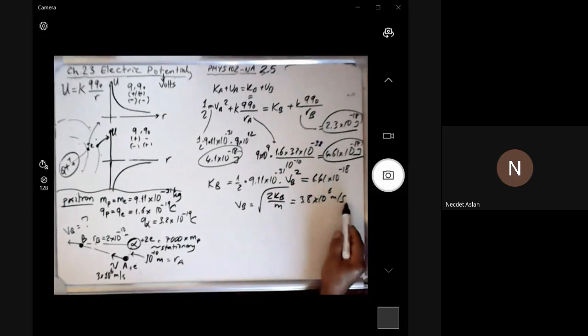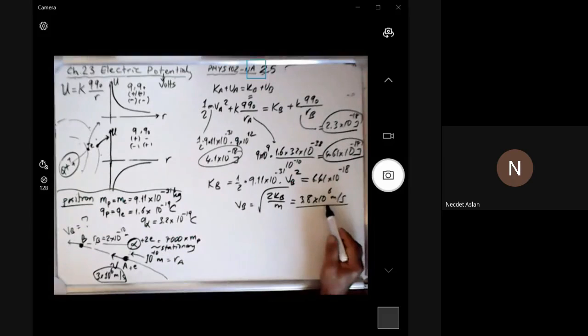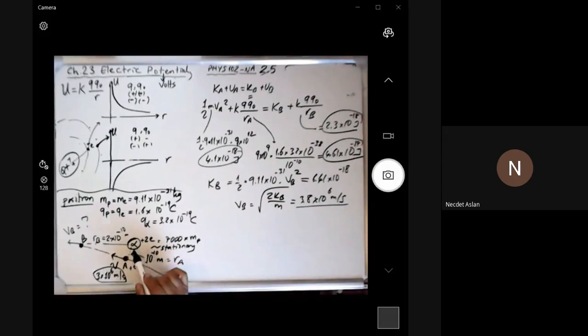Now, look, did the speed increase at point B? The answer is yes. The positron started very close to the alpha particle. The speed was 3 times 10 to the 6, but now when it is twice as far away from this alpha particle, no matter what kind of path it's moving on, the speed has increased from 3 to 3.8. So it means that the existence of this alpha particle caused the positron to speed up. If this was an electron, for instance, it would slow down, probably stop somewhere, come back and stick to this alpha particle.